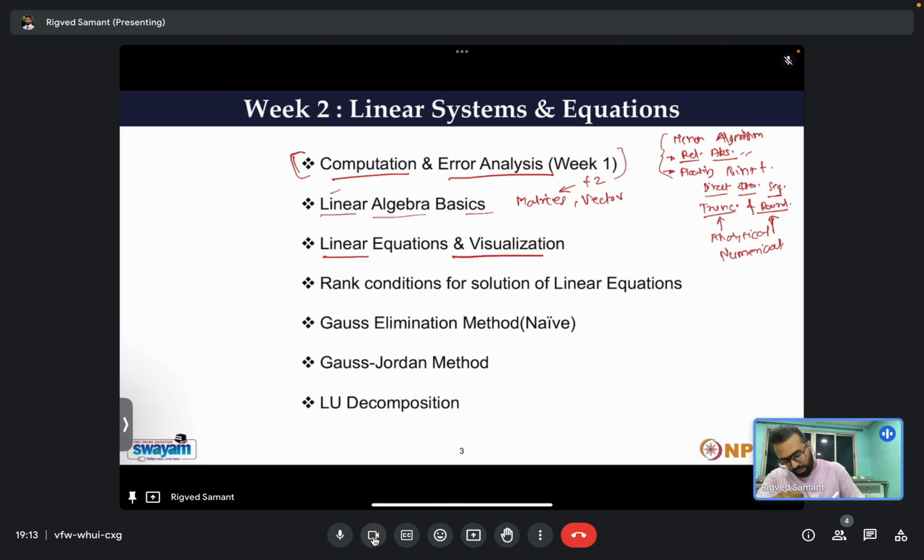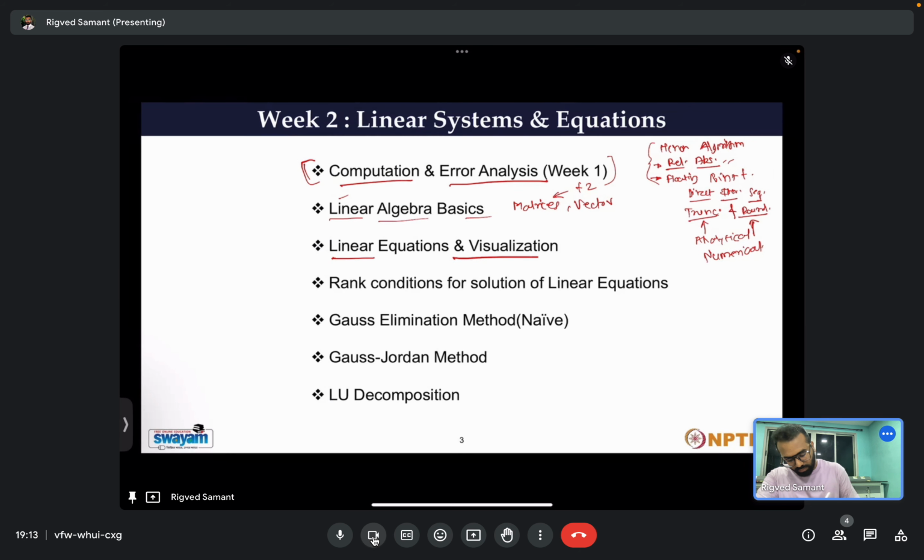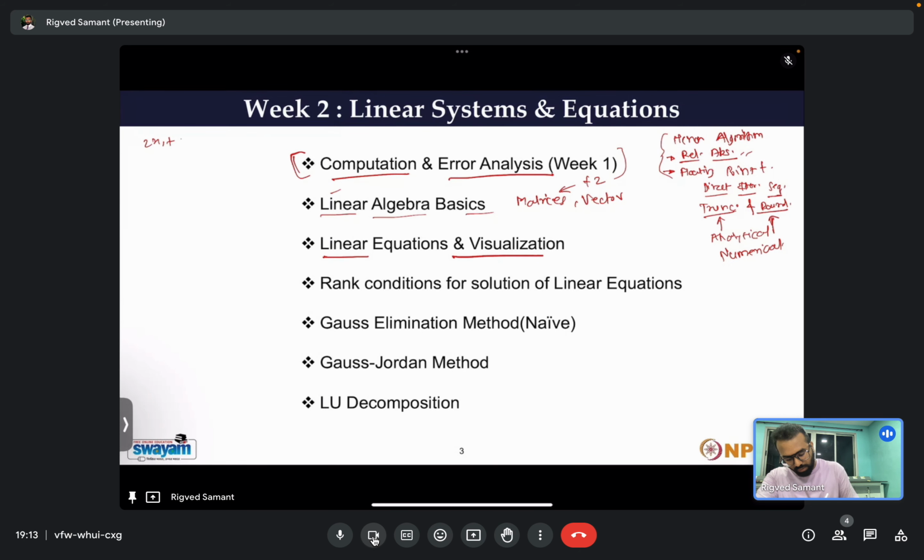So any linear equation, let's say 2x1 plus 5x2 is equal to 0, can be represented on the 2D plot. If you put x2 equal to 0, x1 would be 0, and if you put x1 equal to 0, x2 would be 0. So you can plot the equation.